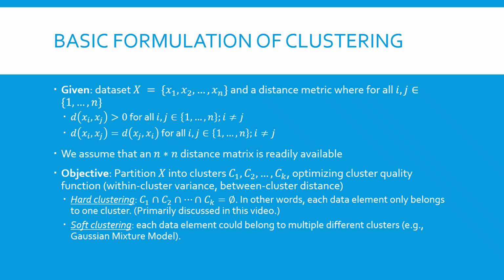If an object can belong to exactly one cluster, then the clustering is called hard clustering, which is the primary focus of this video. On the other hand, if an object can belong to multiple clusters, we call such clustering soft clustering. Methods such as the Gaussian mixture model produce soft clustering.